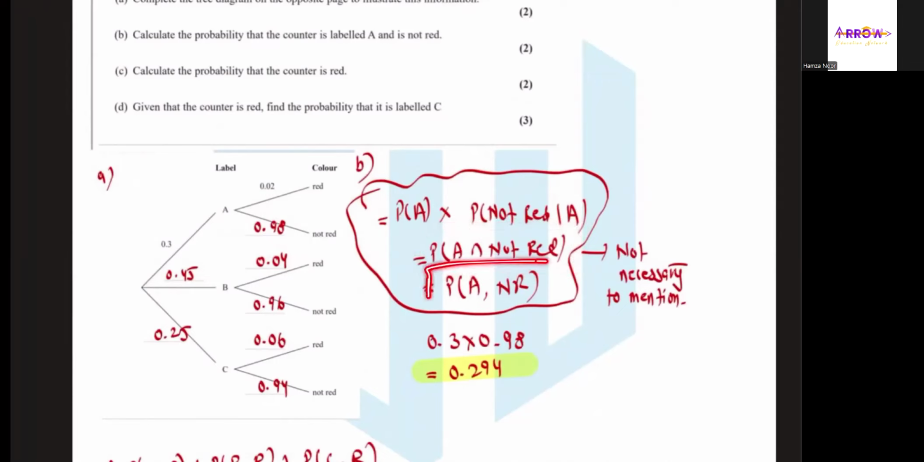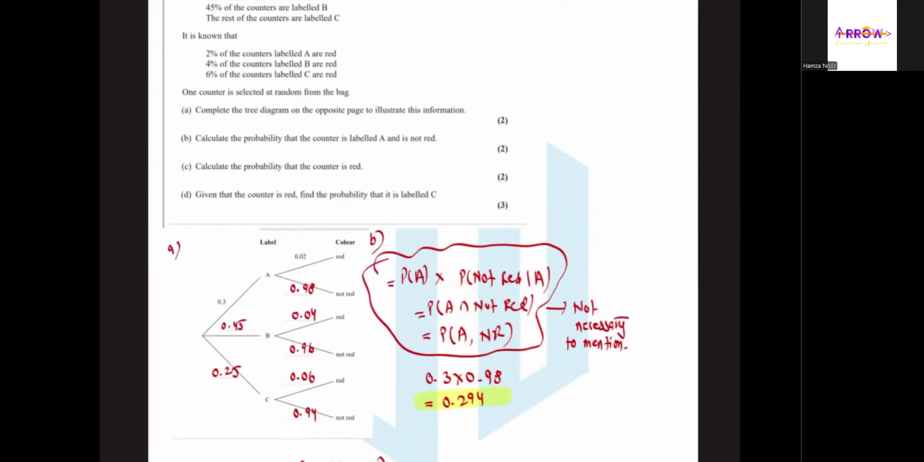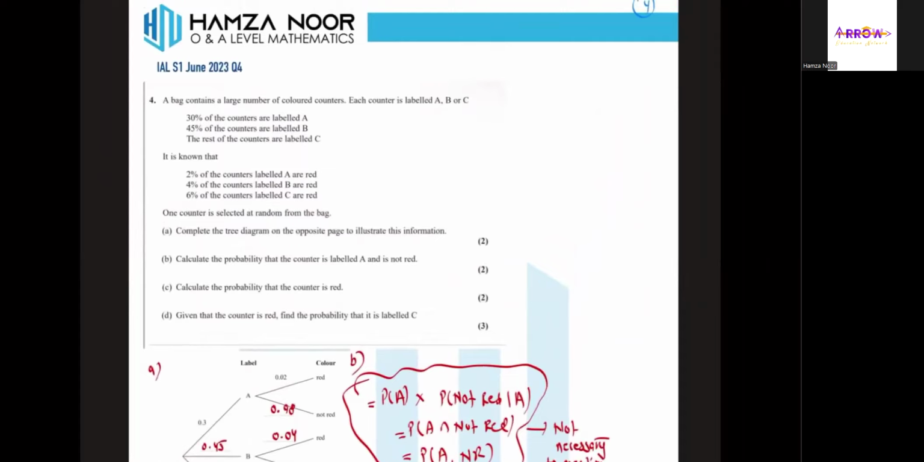Or we can just simply mention this thing. A, after A we have an R, meaning not red. Or you can say R complement. But it's not compulsory to mention this in a symbolic form. All you need to do is just start your working by mentioning the numerical values. So 0.3 multiplied by 0.98. So 0.294 is your answer. As simple as that. Part B answer is 0.294.